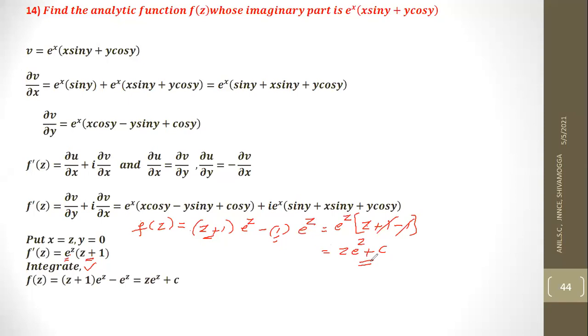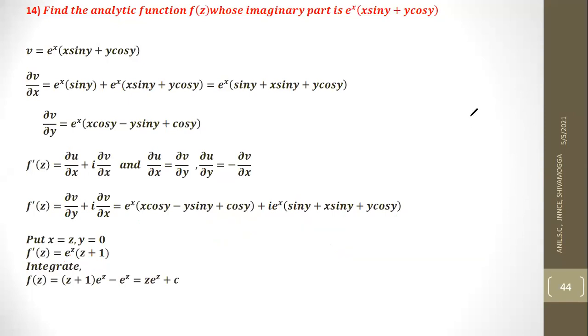This is the analytic function. You can make a note of this. These are very important problems.